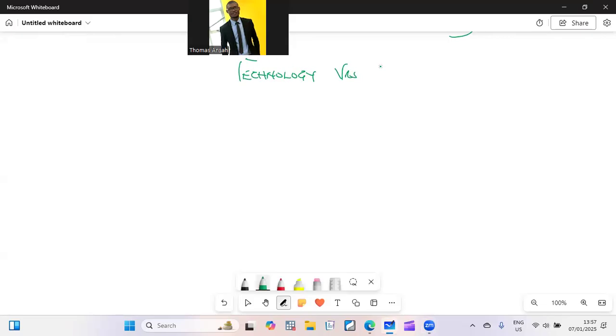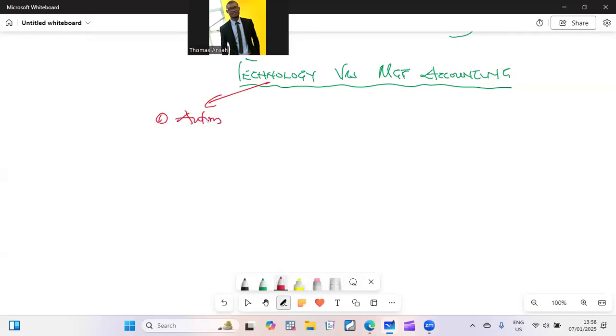Technology versus management accounting. What technology has been doing is that the routine work done by management accountants, technology is used to automate it. One of the impacts is that those at the operational level, their work is being taken over because their work is routine. We are using technology for automation of routine activities or tasks.